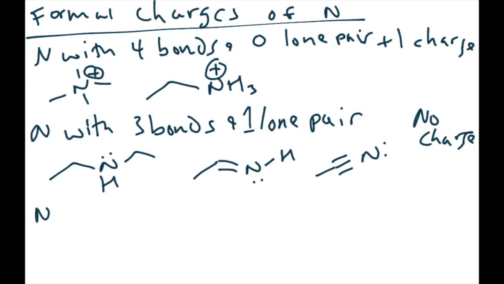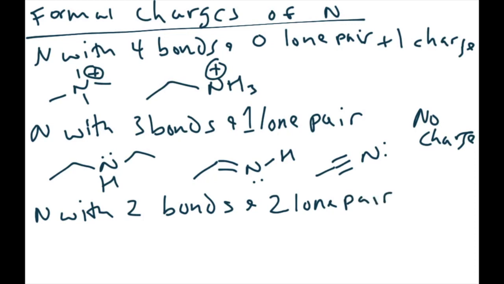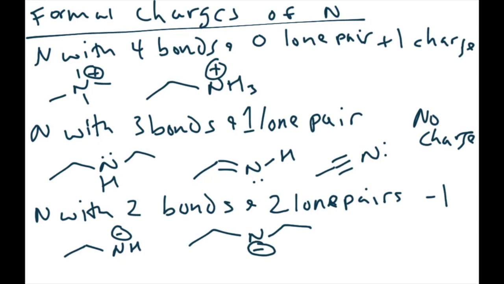Right? If you have a nitrogen with 2 bonds, you're going to have 2 lone pairs. And it's going to give you a -1 charge. Right? You take off a bond, minus charge. So now you have NH, and you have a negative charge on your nitrogen. Where you could have 2 carbons and a negative charge on your nitrogen. You still have 2 lone pairs.